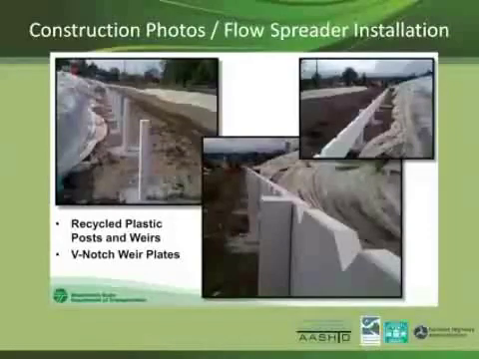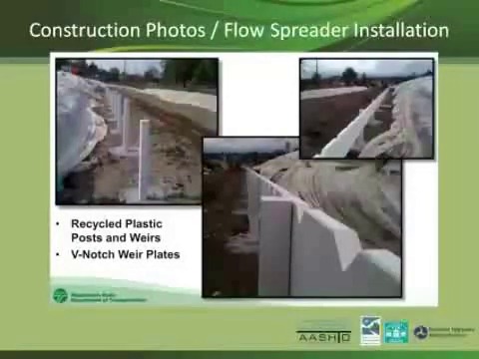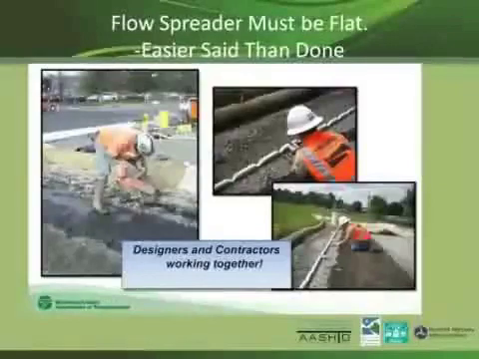Over here is the detail of how that flow spreader is constructed. On the left-hand side, that's a 4x4 post, and we are using a 2x8 or 2x10 board for the flow spreader, and we cut a V-notch every 2 feet in the board. All this material is recycled plastic. Next slide, please.